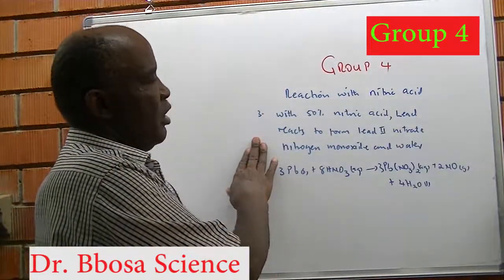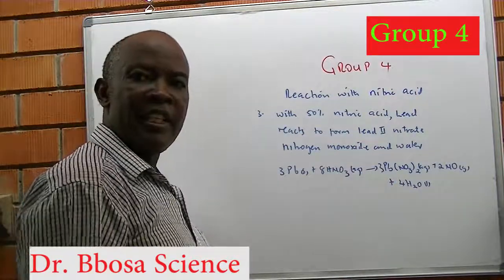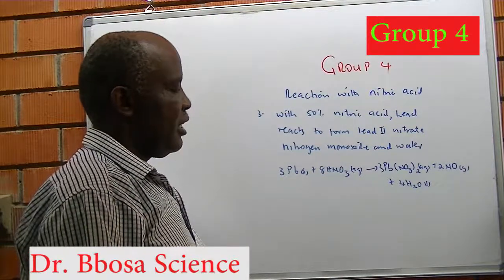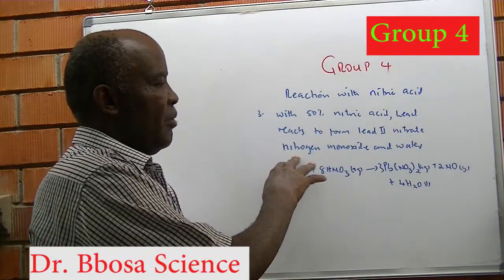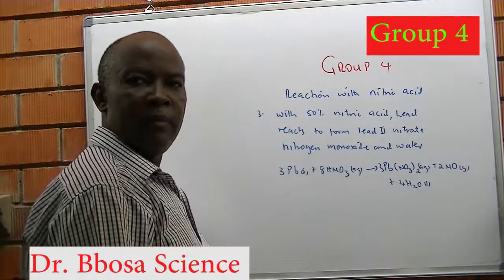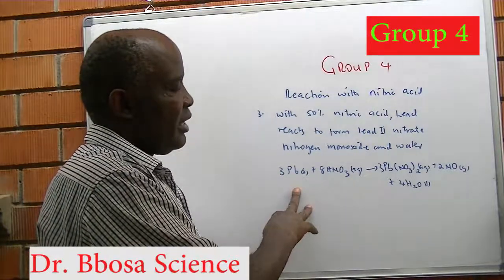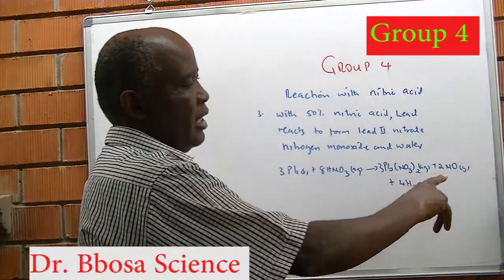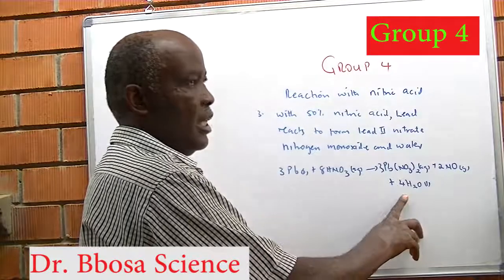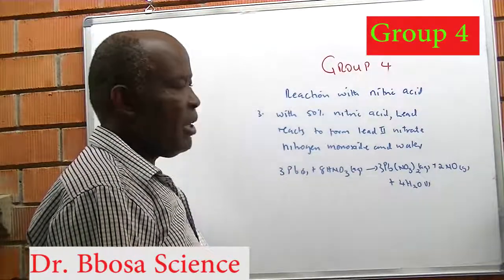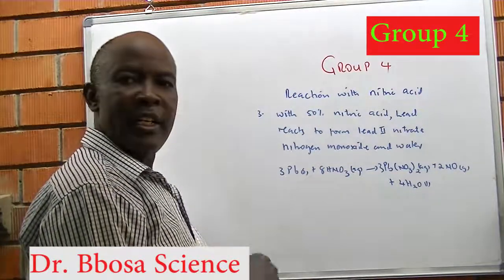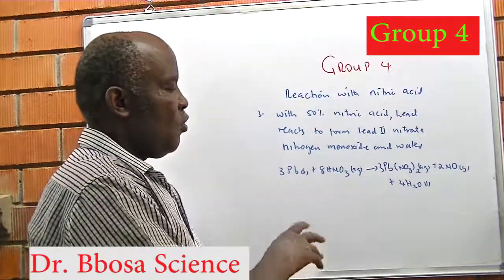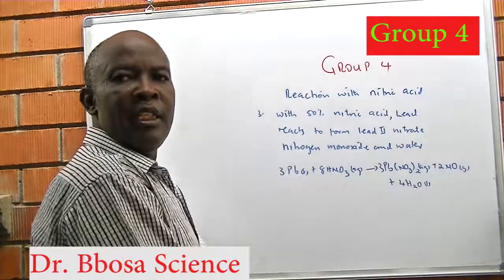3. With 50% nitric acid, lead reacts to form lead(II) nitrate, nitrogen monoxide, and water. So lead plus dilute nitric acid will give lead(II) nitrate, nitrogen monoxide, and water. So you have to remember to write correct symbols, balanced equation with correct status symbols.